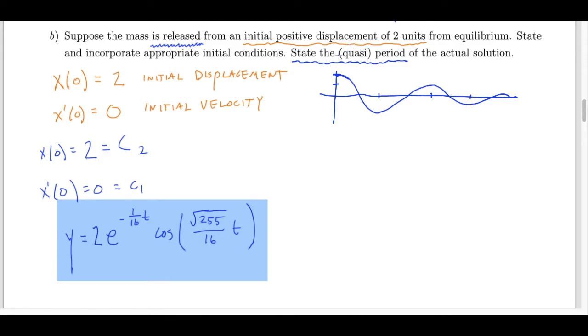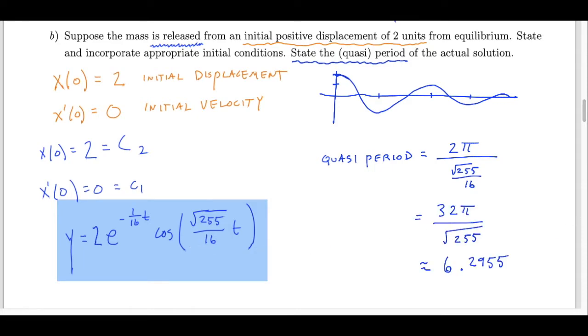So that's why I call this a quasi-period. And you remember from dealing with trig functions in the past that to identify the period of sine or cosine, I take 2 pi and divide by whatever the coefficient on t is. In this case, square root of 255 over 16. And simplifying that a little bit, I get an estimate here of 6.2955 seconds or minutes or whatever the units on time are.